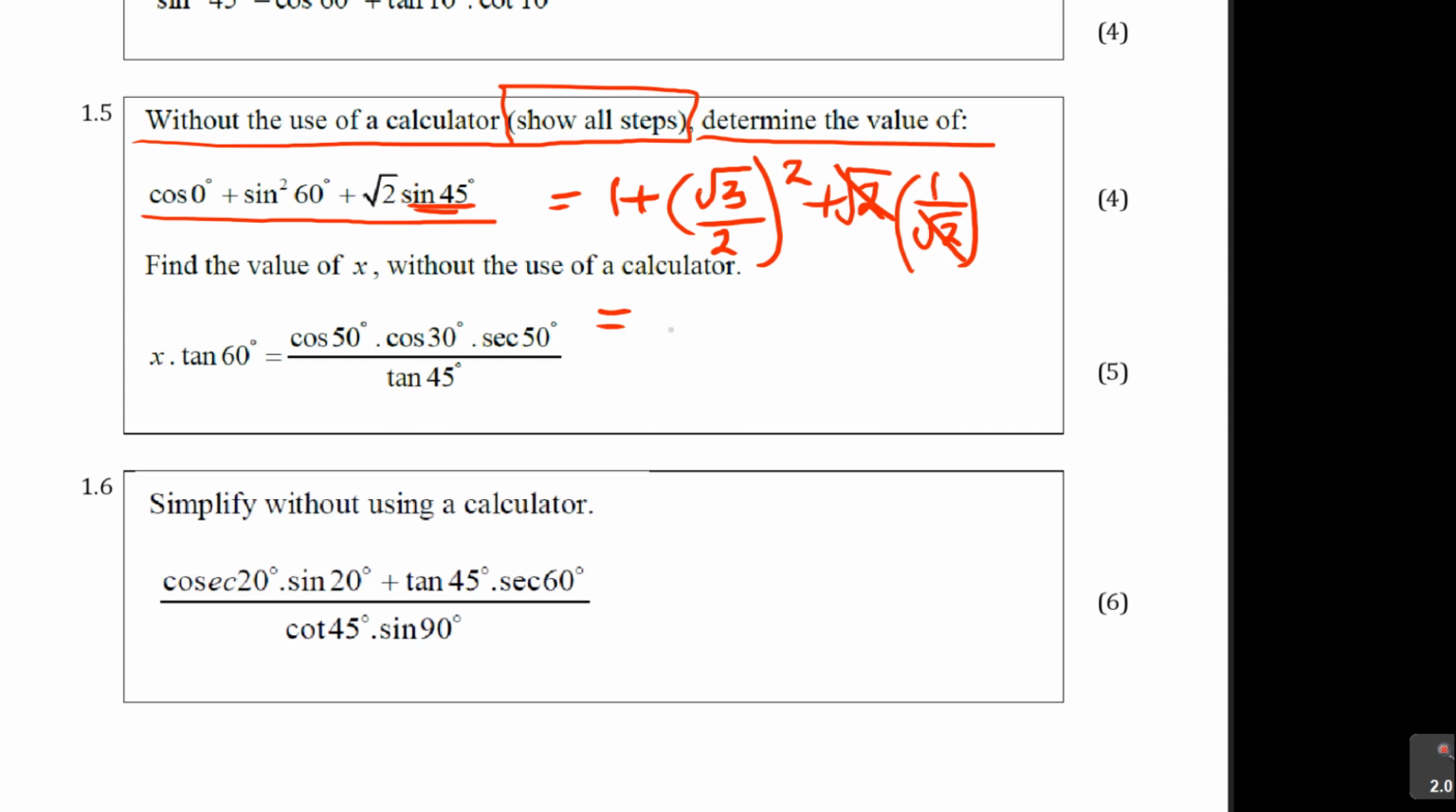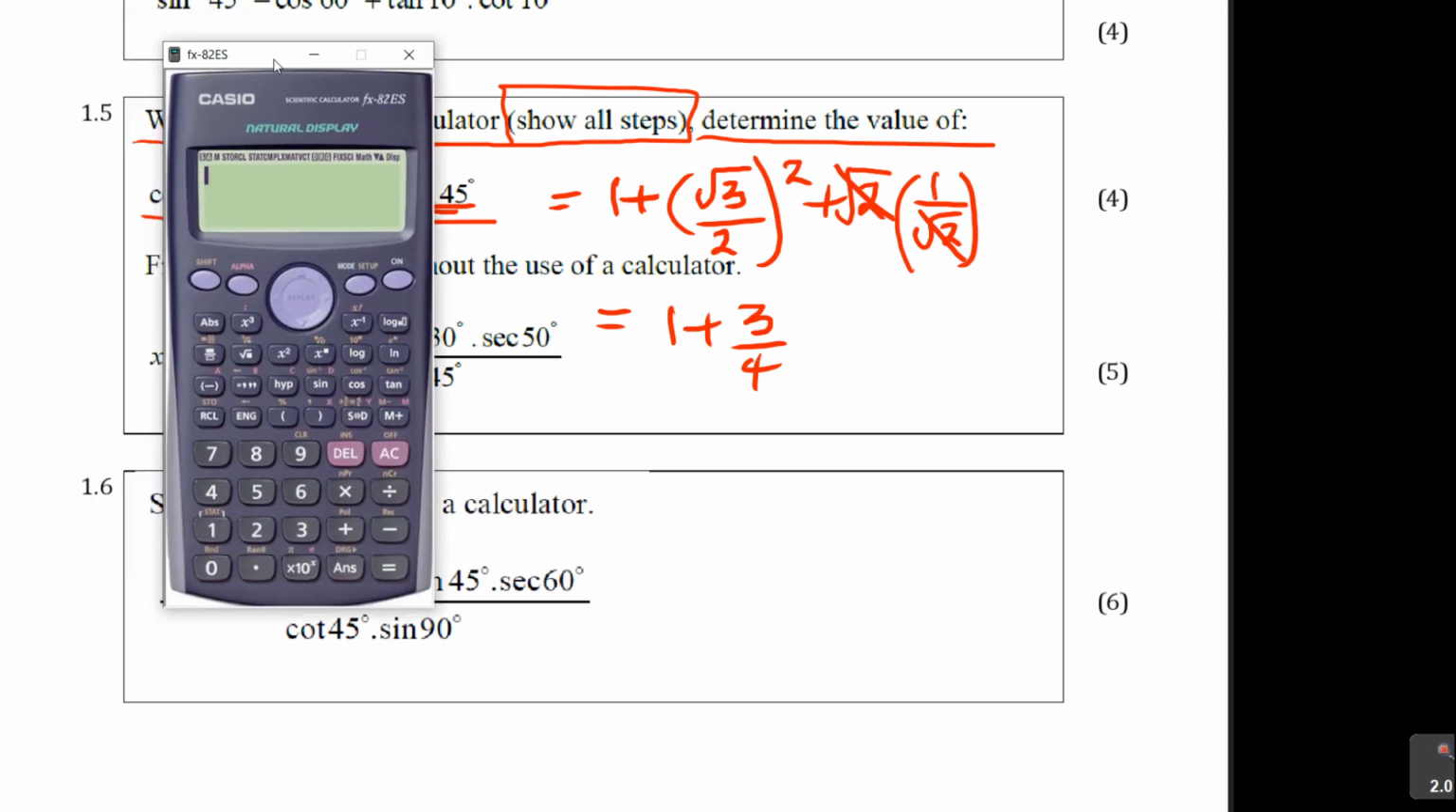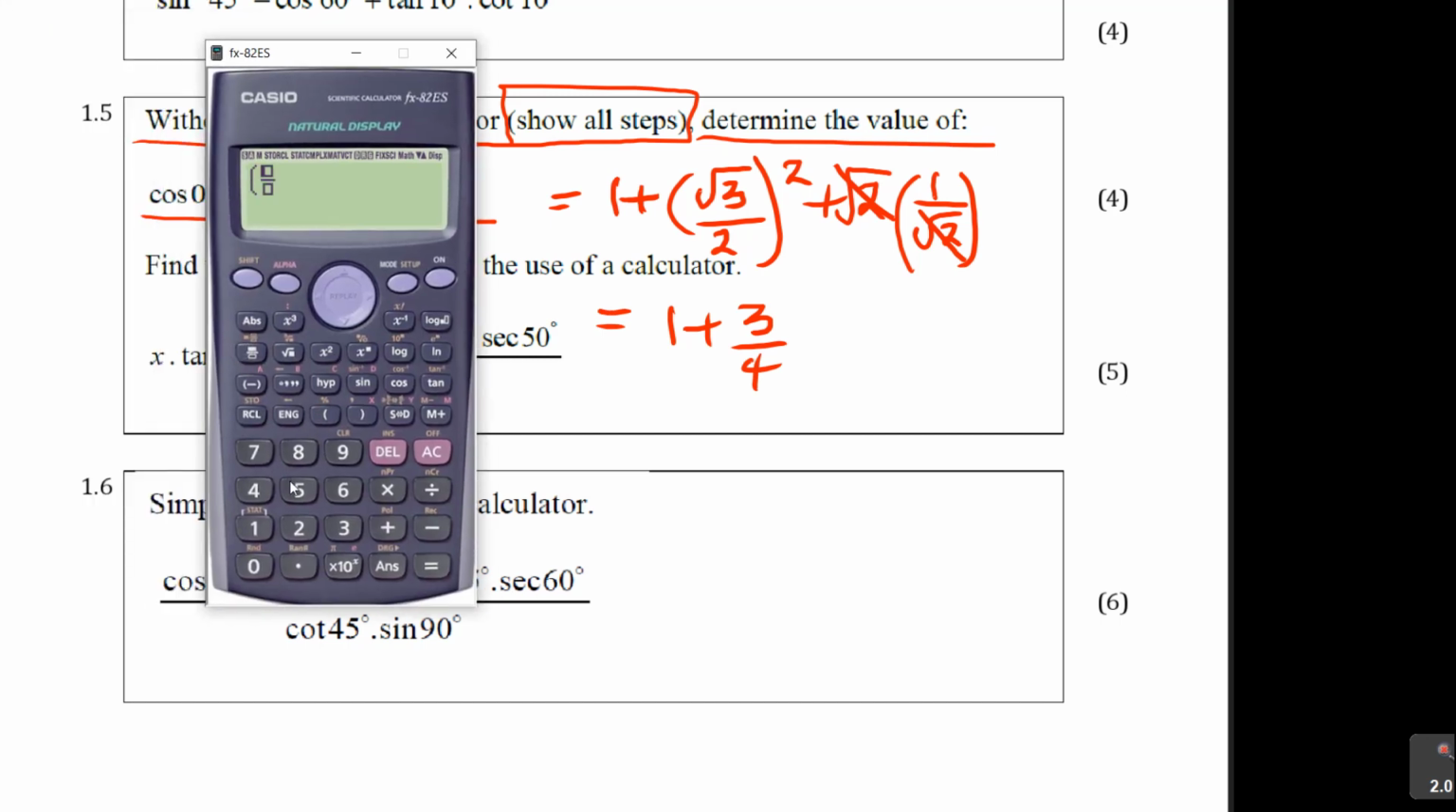And then equal to 1 plus, here, square root of 3 over 2 squared. That square root will become 3 over 4. But don't write it like that. You use a calculator. You don't want to lose marks now. Just take a calculator, say root 3 over 2. You lose nothing. I mean, you stand a chance to gain everything. There it is, 3 over 4.